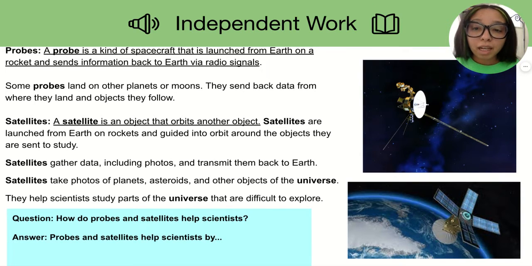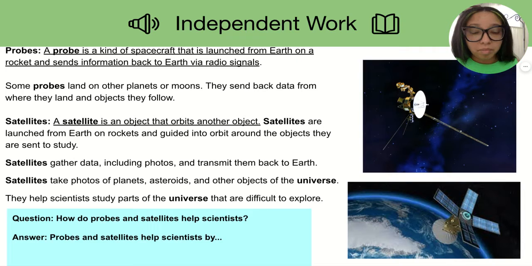Satellites. A satellite is an object that orbits another object. Satellites are launched from Earth on rockets, much like probes, and are guided into orbit around the objects they are sent to study. Satellites gather data, including photos, and transmit them back to Earth. Scientists take photos of planets, asteroids, and other objects of the universe. They help scientists study parts of the universe that are difficult to explore.